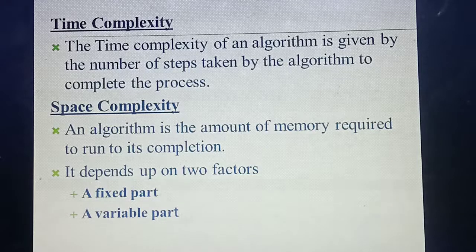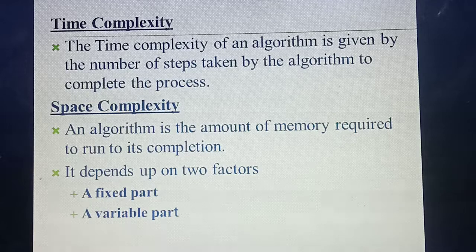Time complexity means the number of steps taken by the algorithm to complete the process. Same example, adding two numbers. First line, you will give input, for example A, B, C: A and B for the two numbers, and C for storing the result. Next line, C equal to A plus B. Third line, the answer is in C. So how many steps will be there? Totally 3 steps, isn't it?